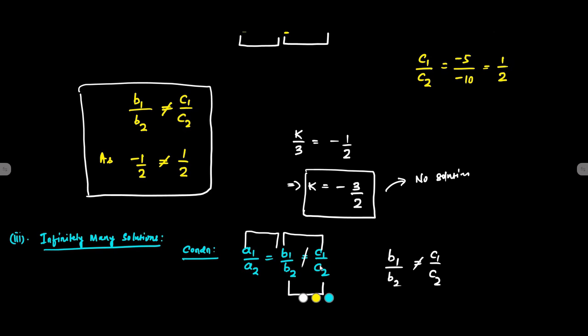From here itself we can conclude that there is no such value of k for which the above system of equations in two variables will have infinitely many solutions, because this condition is not satisfied, which we got from no solution. The original condition needed is a1 by a2 should be equal to b1 by b2 should be equal to c1 by c2 for infinitely many solutions. But b1 by b2 is not equal to c1 by c2, so no value of k satisfies infinitely many solutions. Okay, so this is the thing.